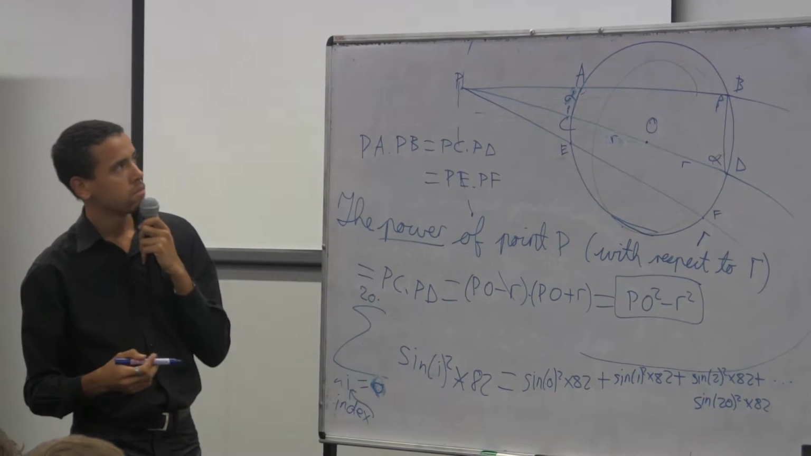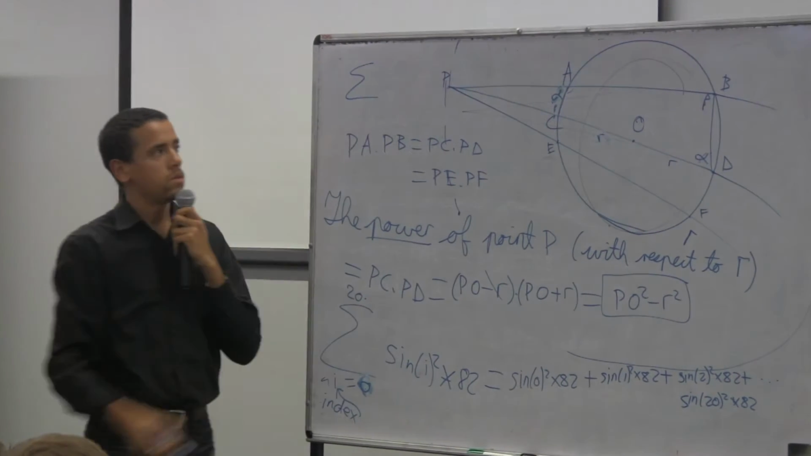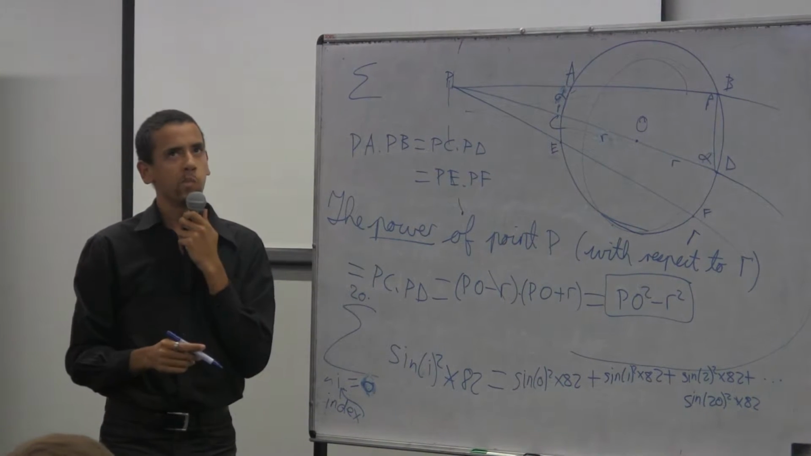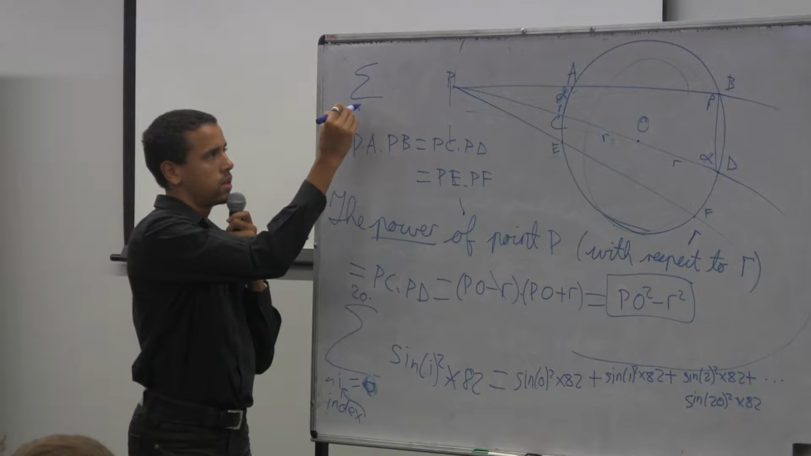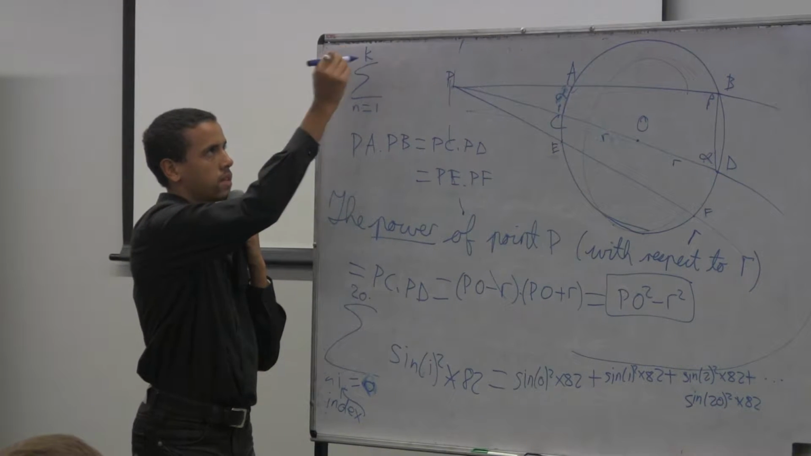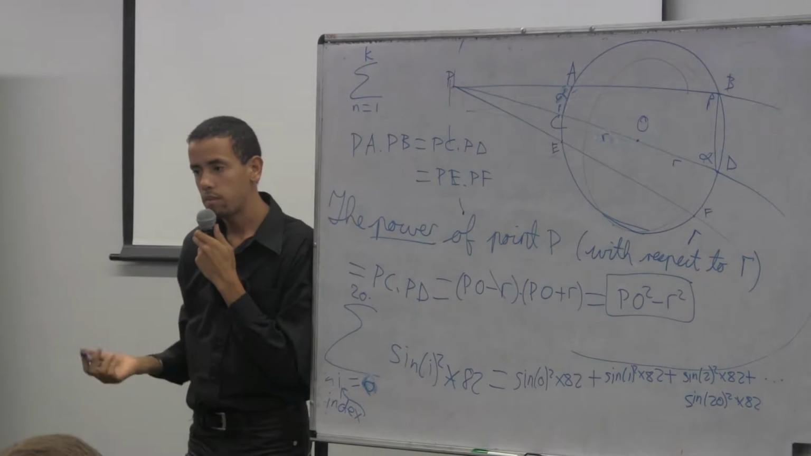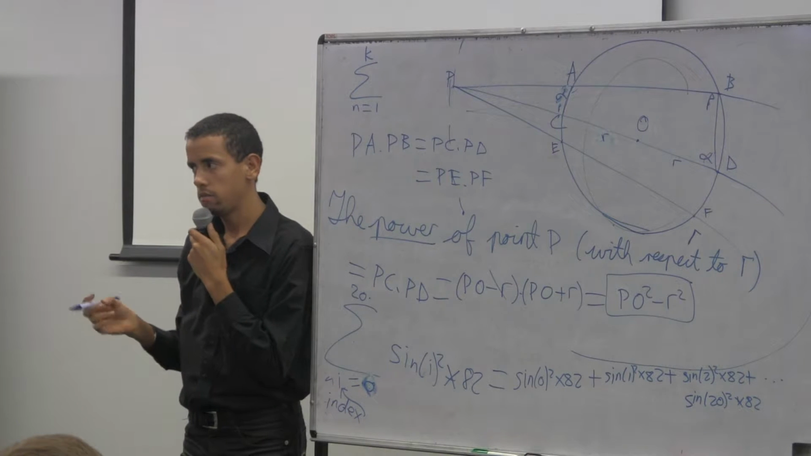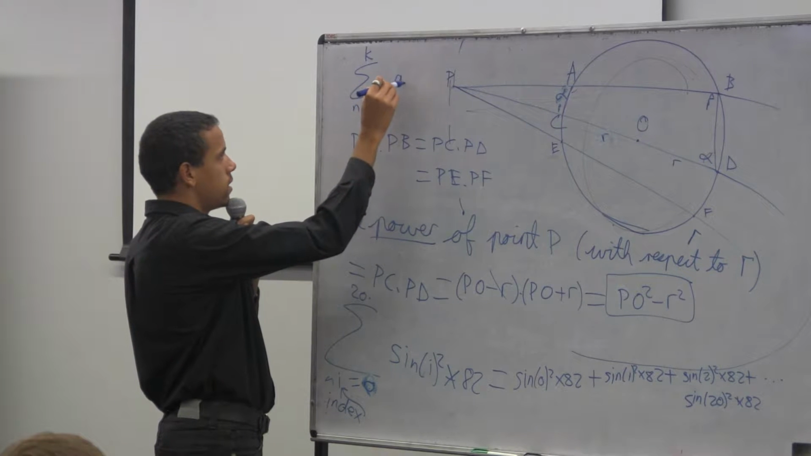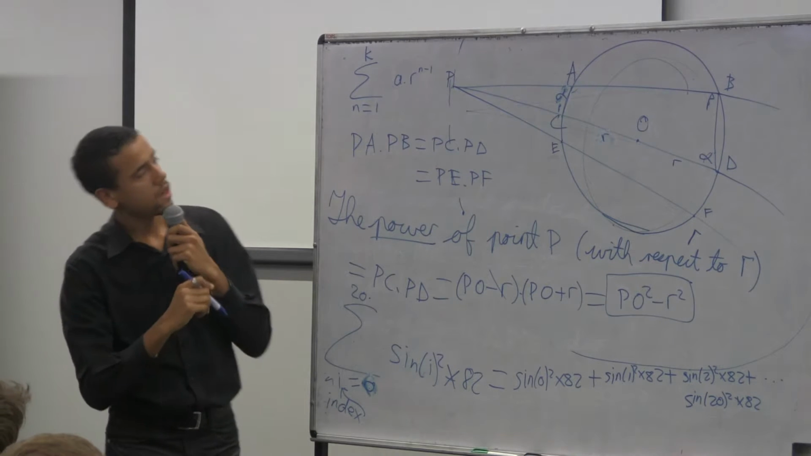So let's do some practice, I guess. Your index variable can be something different. Let's use n equals 1 to k. Your start and end values don't have to be numbers either. They can also be variables in themselves. And I could do something like a times r to the n minus 1.